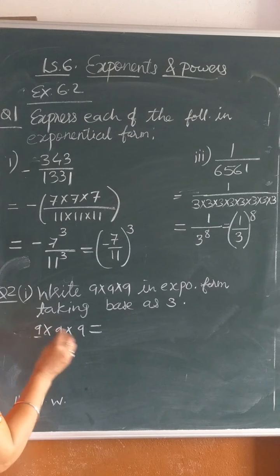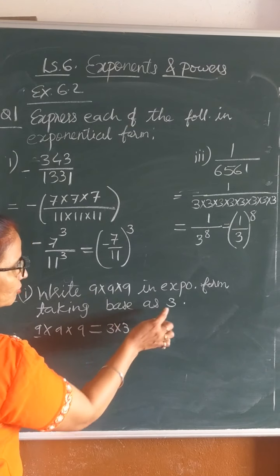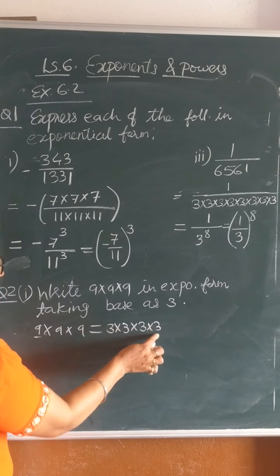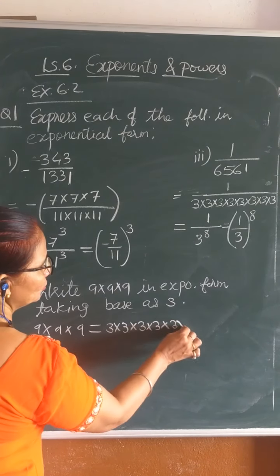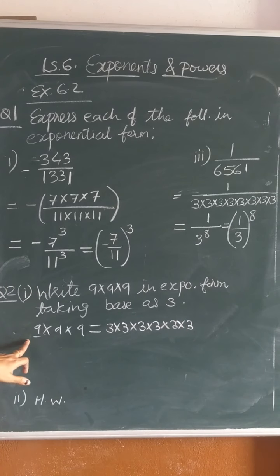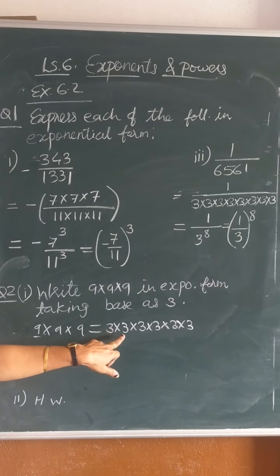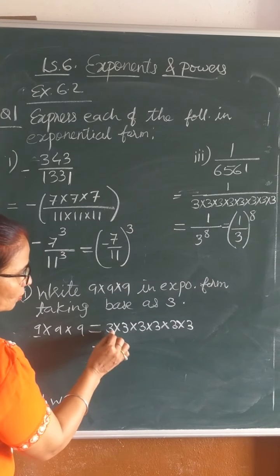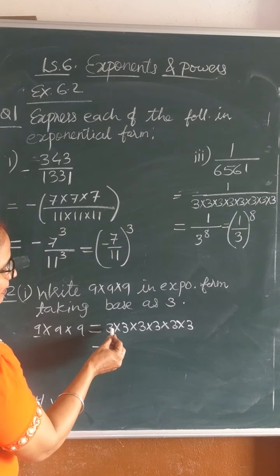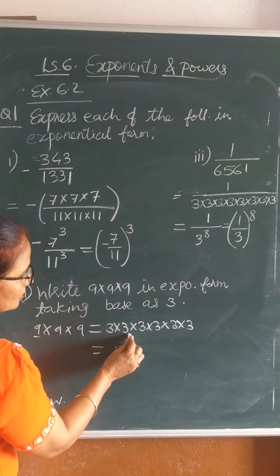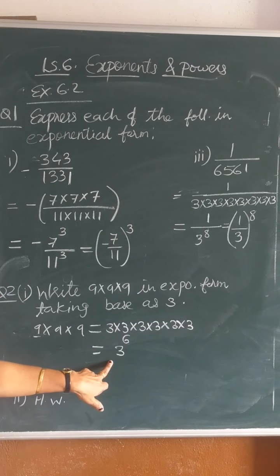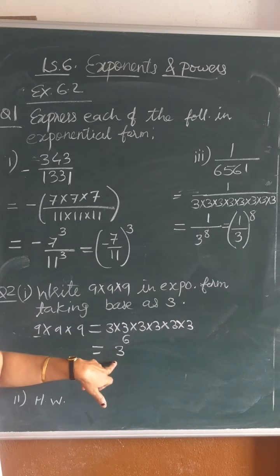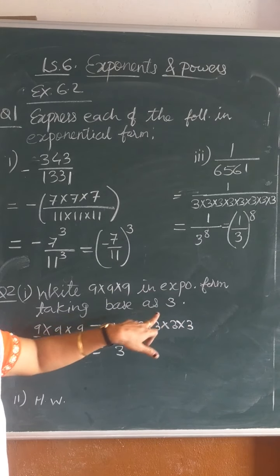Now see, this 9 can be written as 3 into 3 because we want the base as 3. Again the second 9 is 3 into 3. See, 3 into 3 is 9. Again 3 into 3. So in place of 9, you can write 3 into 3. Now the base you got is 3. And how many times is 3 multiplied? 1, 2, 3, 4, 5, 6. So 3 raised to the power 6. Let's match with the question. We have to write this in exponential form by taking base as 3.